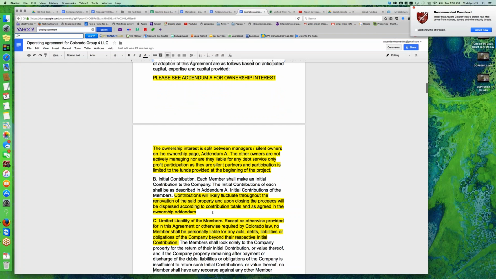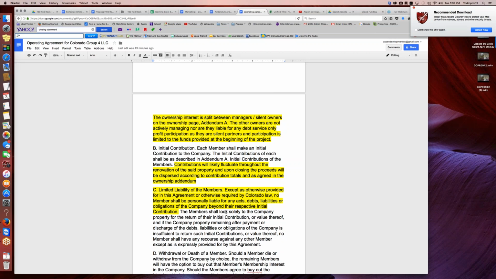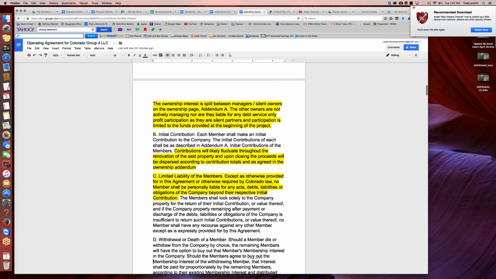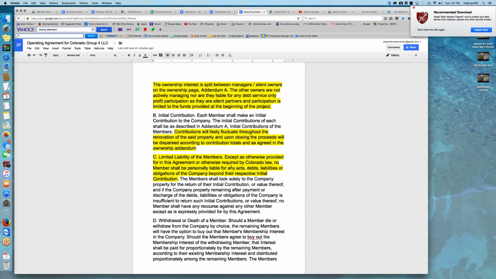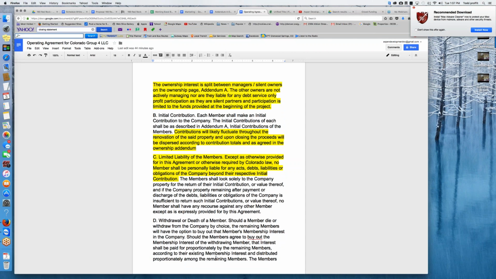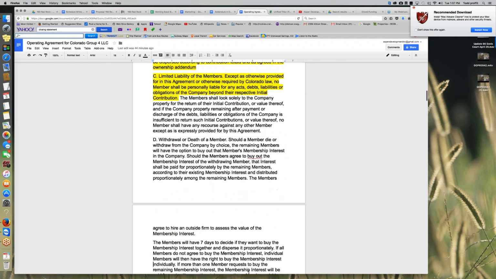Contributions might fluctuate, for instance, if our renovations went to $120,000 instead of $97,000, well, then we might have a fluctuation there. The limited liability of the members, debts, liabilities, obligations are all prospective, right, to initial contribution. And the member manager is liable, of course, for the day-to-day responsibilities.